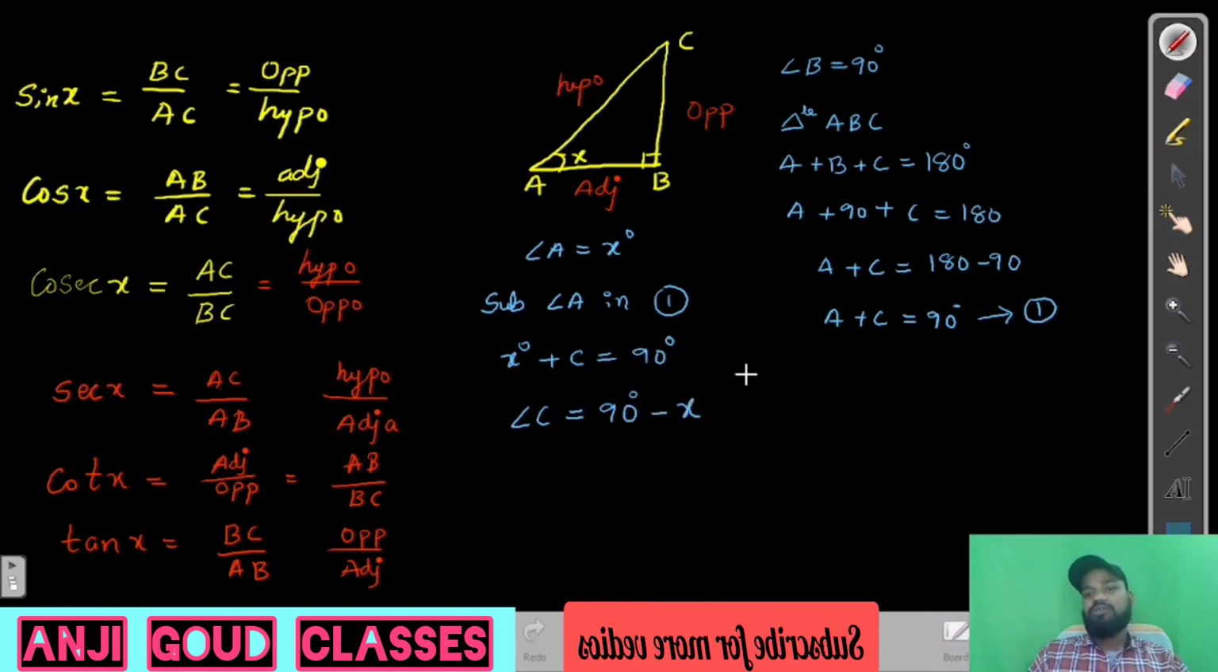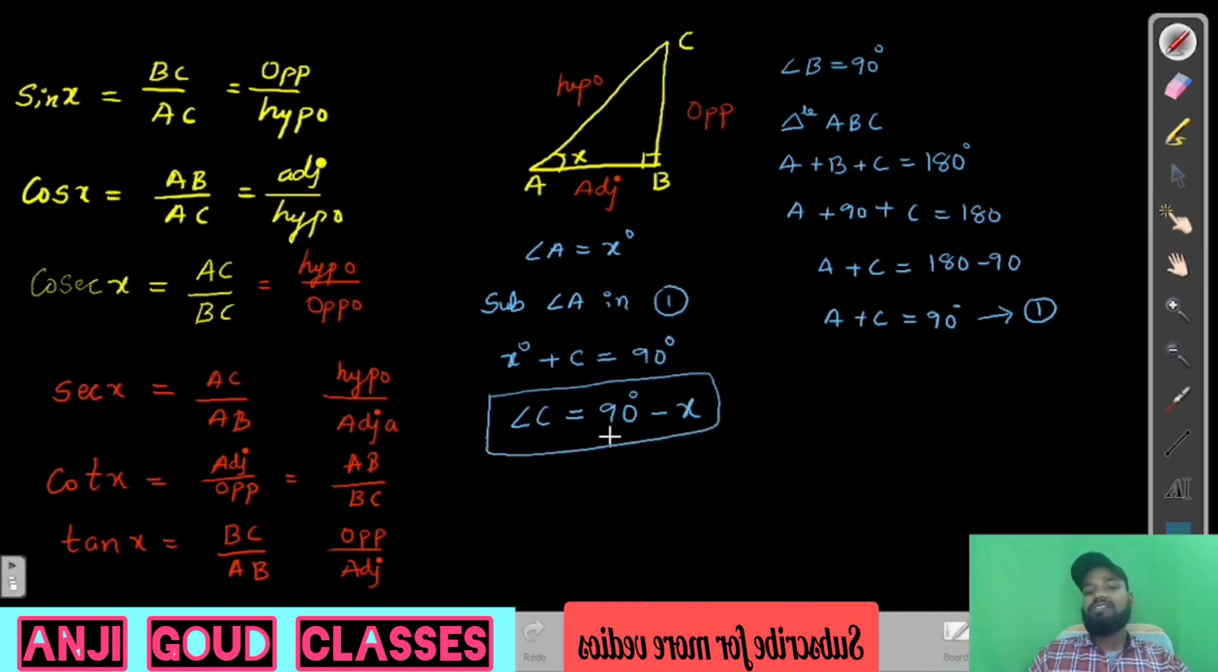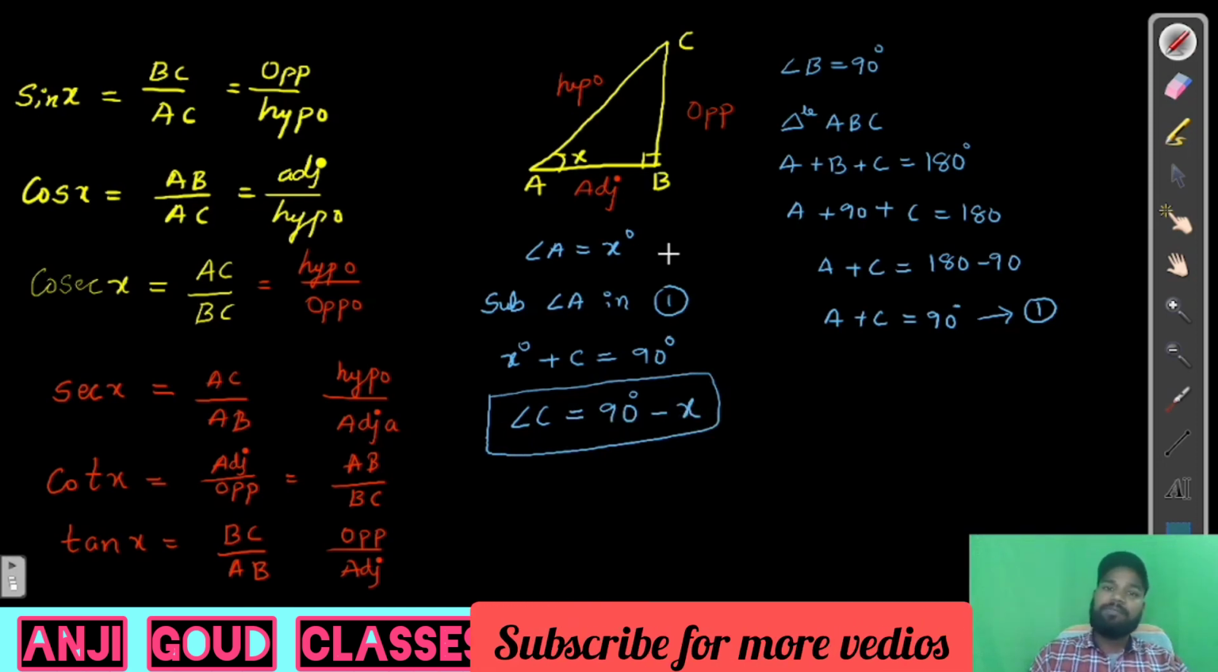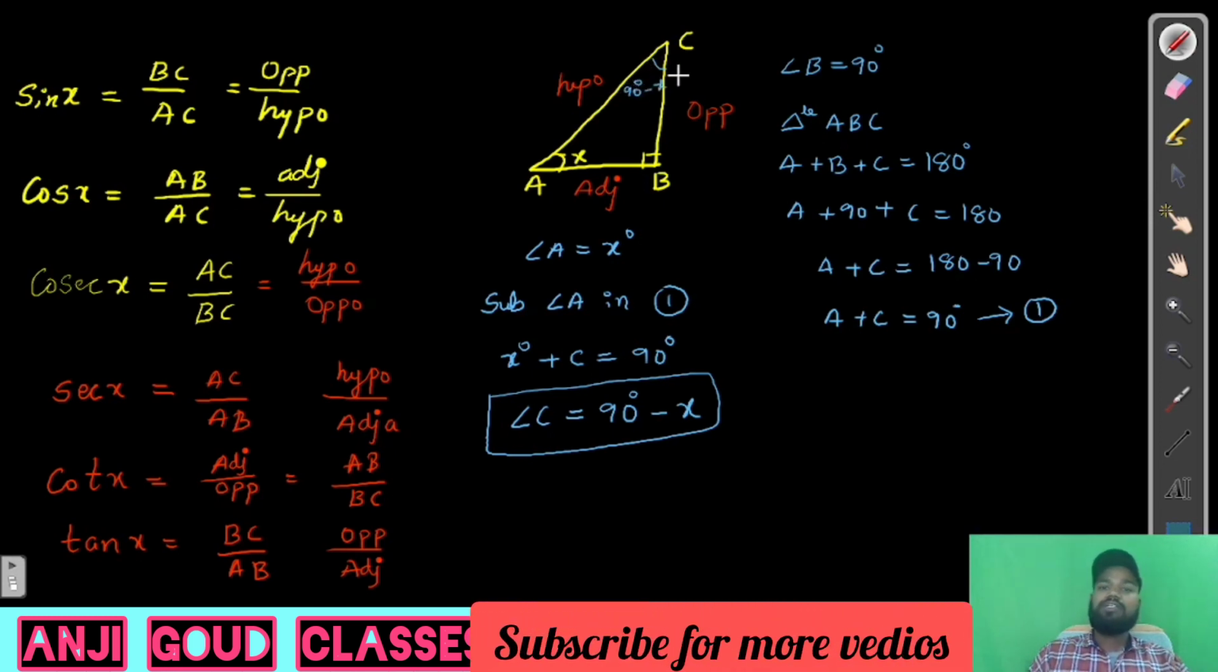Understood? So I explained all these things. Why? Because of this one only. This is the important thing here. So what is angle C? Angle C is nothing but 90 degrees minus x. This part is 90 degrees minus x.